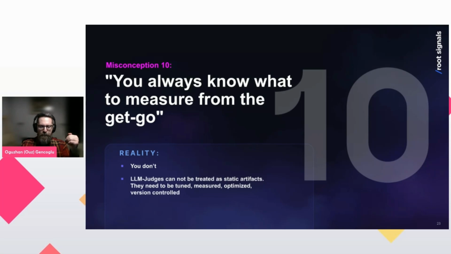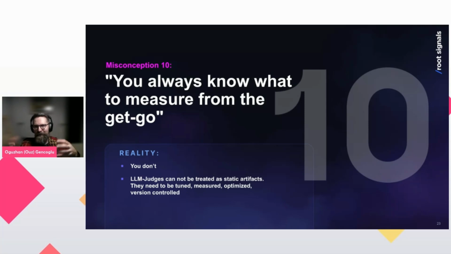So my point here is that LLM judges cannot be treated as one-off static artifacts. Oh, it's just a prompt and you are good to go. They are live things, just like your actual automations you've built. You want to tune them, you want to observe them, you want to measure them, you want to train them, optimize them. You have to treat LLM judges, meaning the measurement devices, the same way.